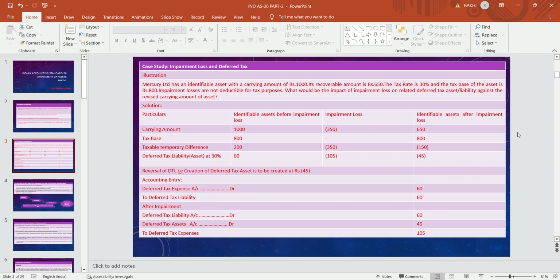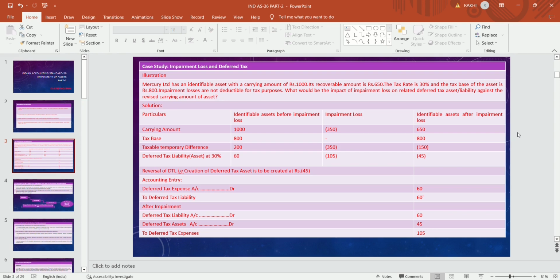Now the tax base of the asset, before impairment it was 800 and after impairment also it was 800, because impairment losses are not deductible for tax purposes. Impairment loss is only recognized in the books of accounts but not in the tax base. So after impairment the tax base will be 800.